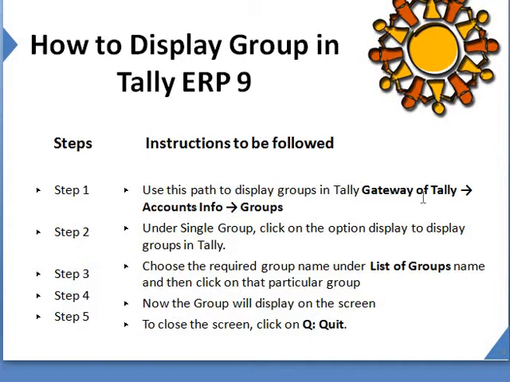You have to go to the Gateway of Tally, then Accounts Information, as we know, again Groups. Once it is done, like last time, step 2 is under single group, click on the option Display to display groups in Tally. Okay, in single group, go for Display.